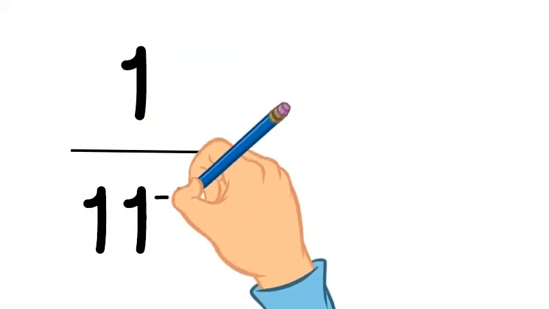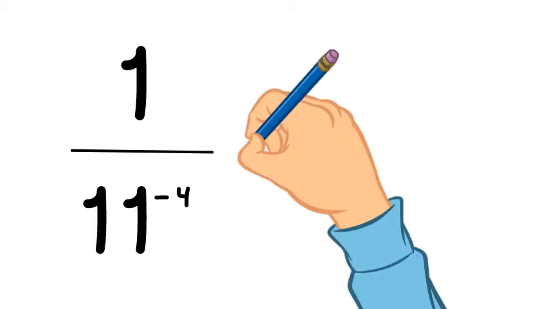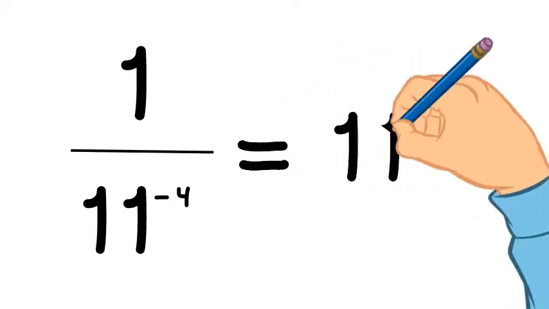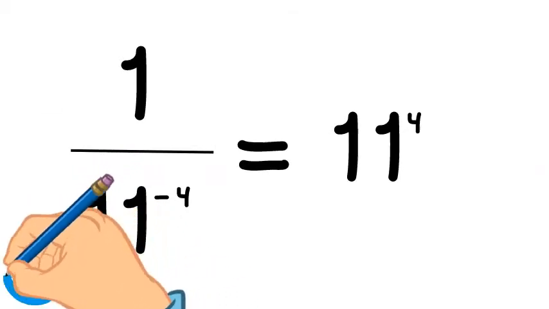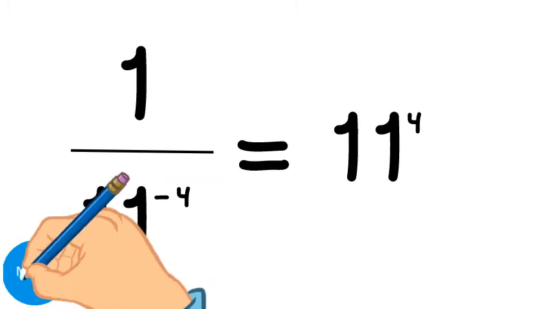This also works if we start with the power in the denominator. So for example, 1 over 11 to the negative 4th is equal to 11 to the positive 4th, because we changed the sign of the exponent when we brought it from the denominator to the numerator.